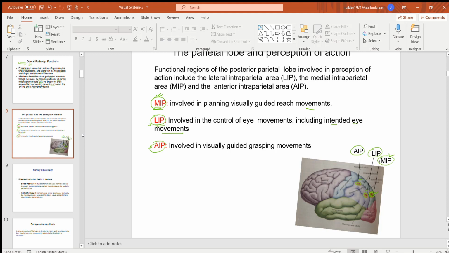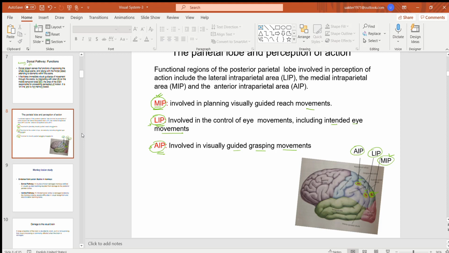So for grasping, you need more information. To reach towards the cup, you don't need the information about the shape of the cup or the handle where you will hold it. You just need the information about the distance and direction, right? But when you grasp it, you need more information about the shape and the orientation, all those things, right? So AIP neurons get activated during this final action, the grasping movement.